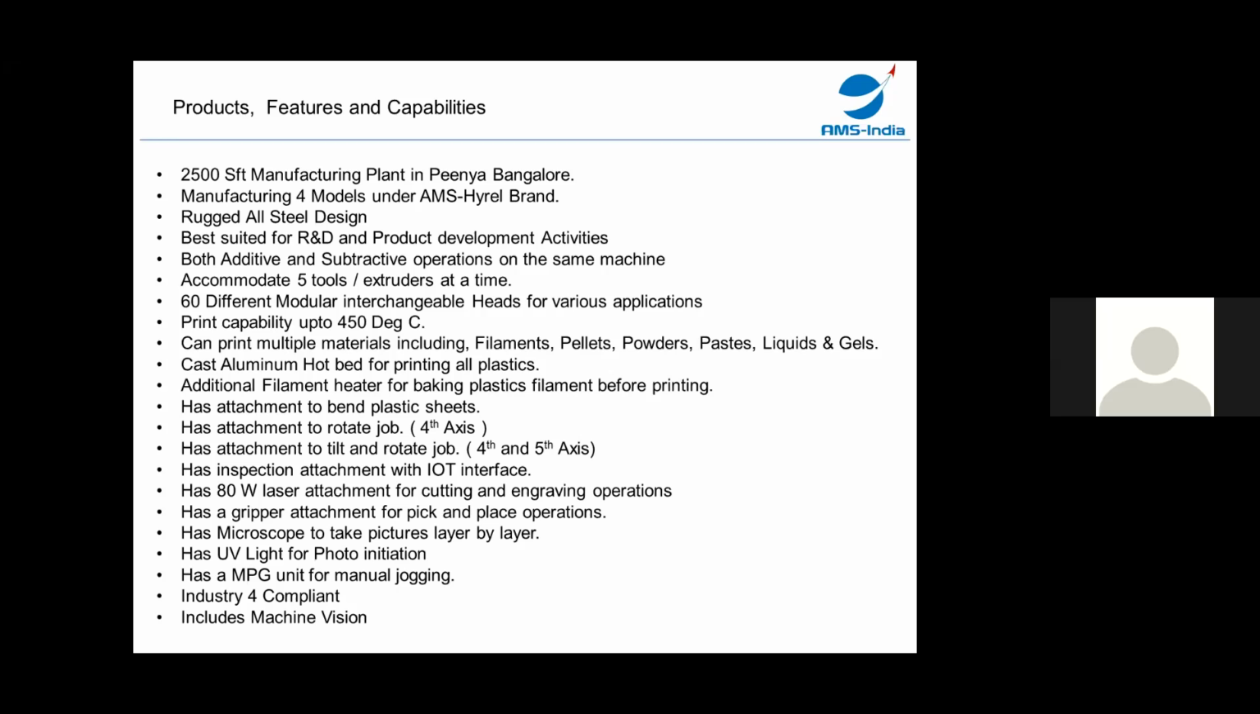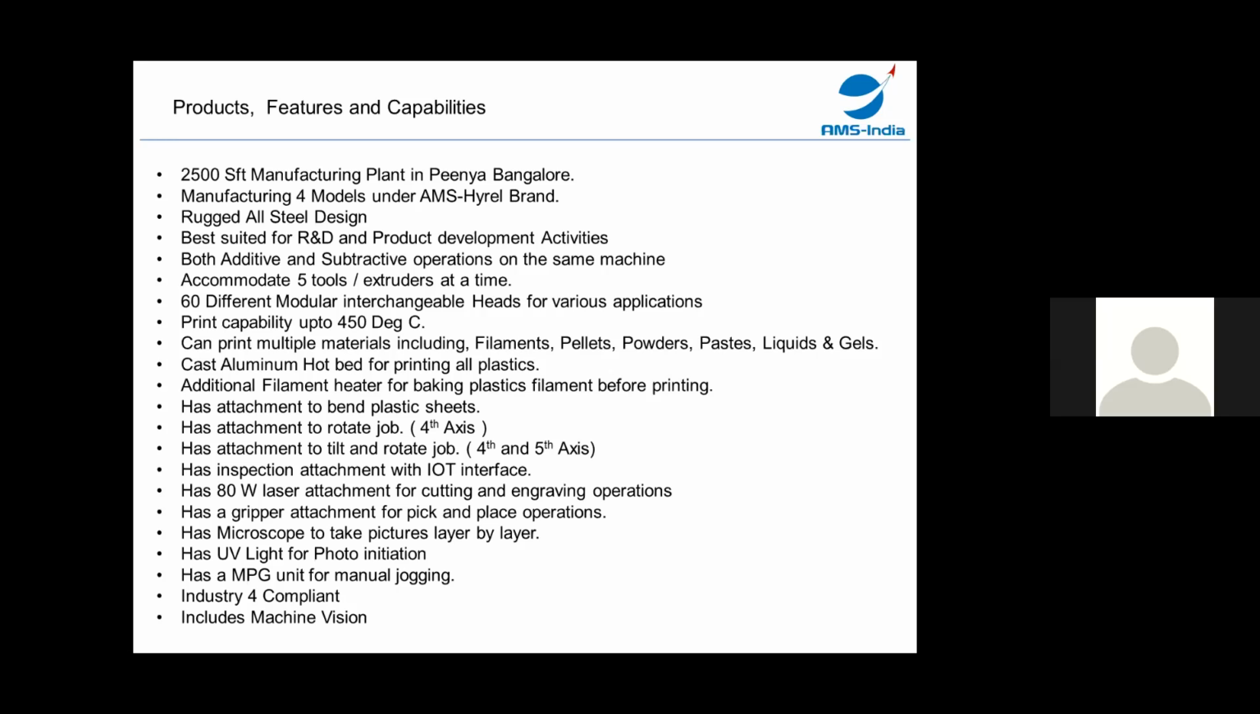The machine comes with an aluminum hot bed, because most of the plastics you're going to work with need a hot bed for it to hold. It has a cast aluminum bed, which is very rugged, and it's nearly about 25 millimeter thick. There's a filament heater in which all the filaments can be used for baking purposes also before it is printed. As we all know, filaments are hygroscopic. This is one advantage. The machine has an attachment for bending the plastic sheets. It is also used for rotating the parts. You can tilt and rotate.